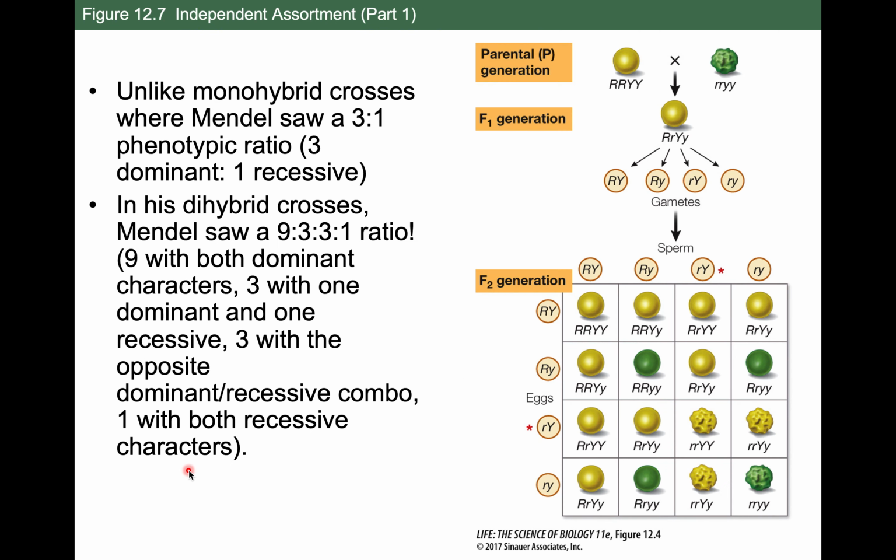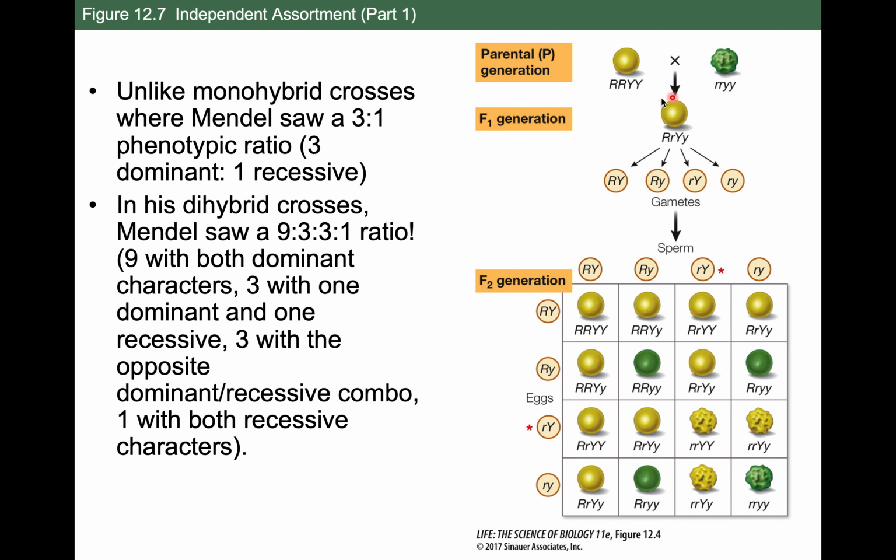But in Punnett square form, here's what the cross might look like. So here's your true breeding dominant parent, right? Big R, big R, big Y, big Y. It's got the two dominant traits, smooth, yellow. And then you've got your true breeding recessive parent plant, green and wrinkled, little r, little r, little y, little y.